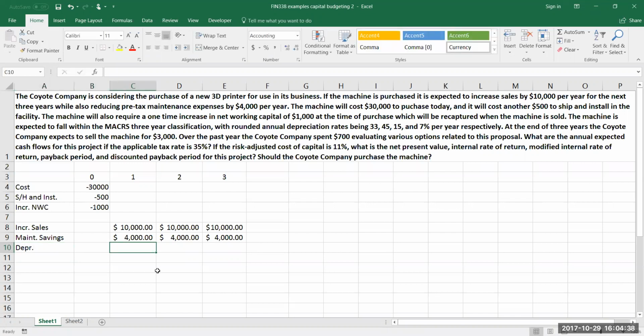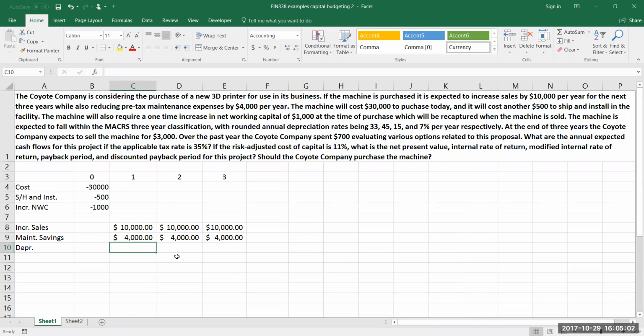Depreciation is not a cash flow. However, depreciation does affect taxes, and if it affects taxes, it affects what I owe Uncle Sam, and therefore that is a cash flow, and thus I need to contemplate what's going on with depreciation. Even though depreciation itself isn't a cash flow, what it affects is a cash flow. So we need to come up with our depreciation.